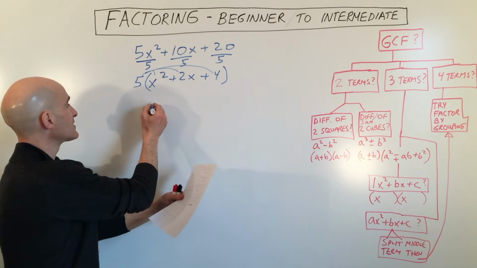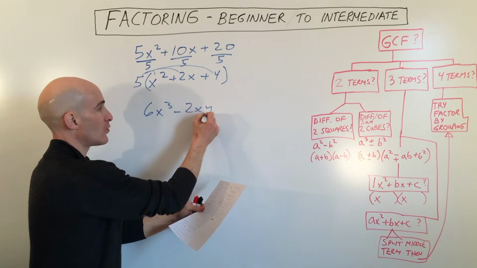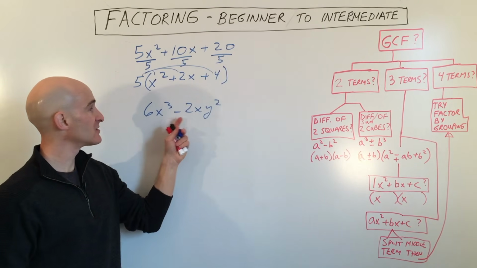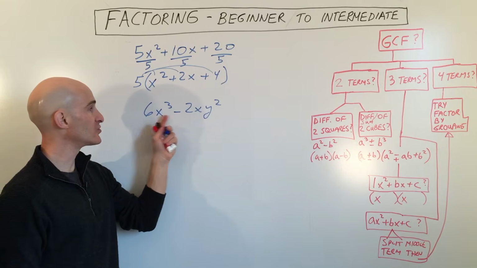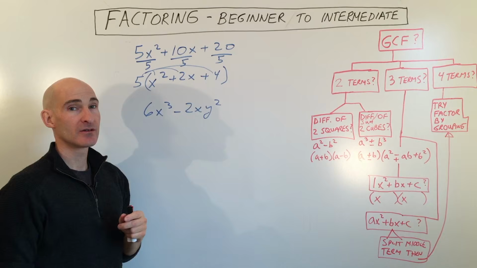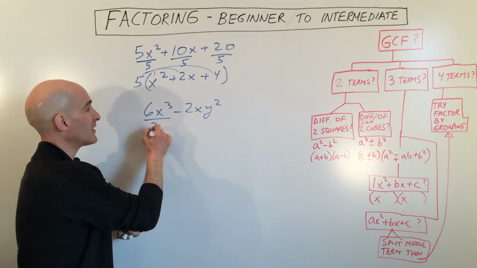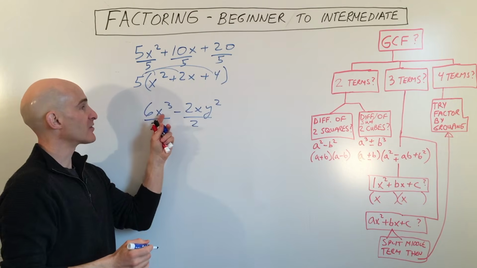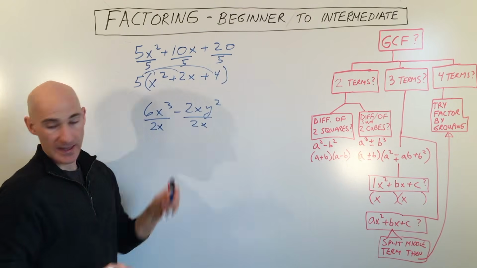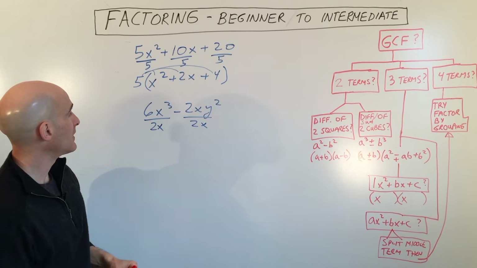Let's do 6x cubed minus 2xy squared. So for this example, this is a binomial, 2 terms, separated by this subtraction sign, the 2 groups. What can you divide out of both of these terms? Well, it looks like with the 6 and the 2, those are both divisible by 2. And it looks like there's one x in common, so we can divide an x out of both these groups. And it looks like that's all that we have in common.